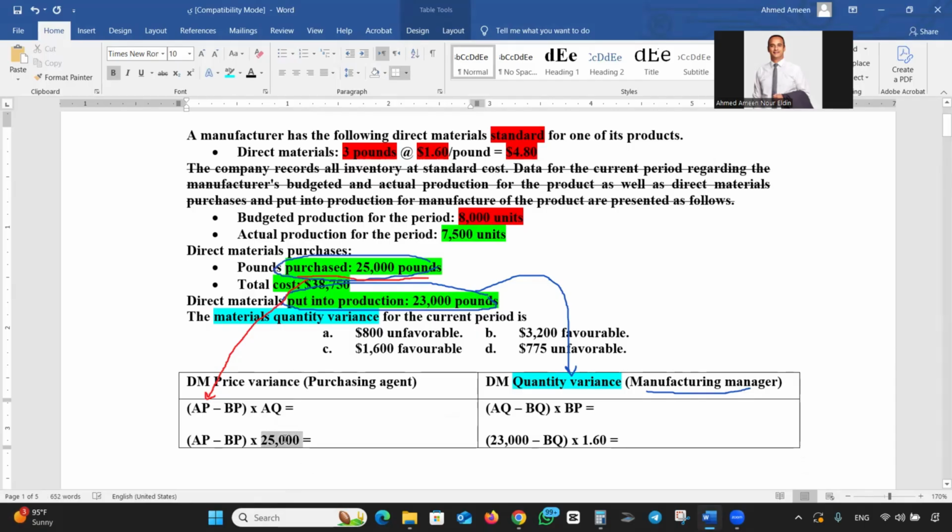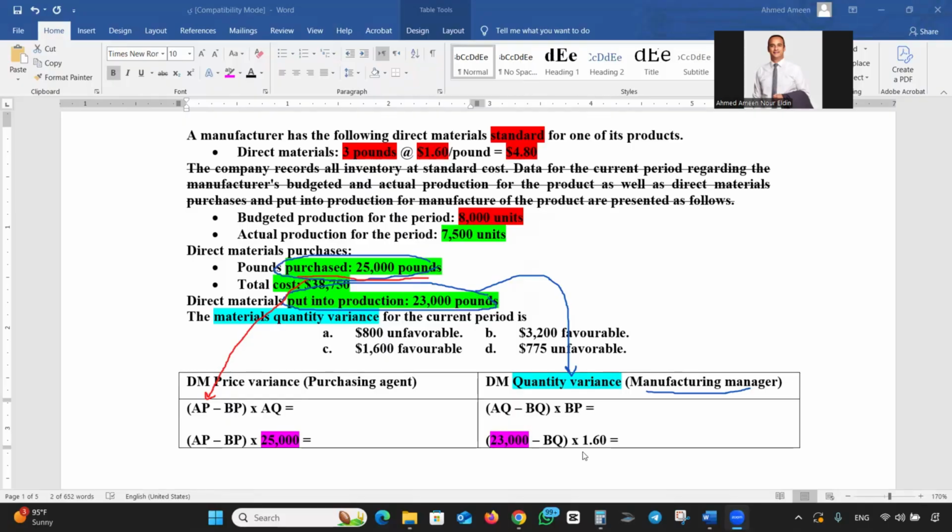And you have to carefully learn that there is a big difference between the quantity that we bought, the actual quantity, and the actual quantity that we used. There are two actual quantities. When you are asking the purchasing agent, you are talking about the materials that we bought. And when you are talking to the manufacturing manager or the production manager, you are talking about the actual quantity you have used.